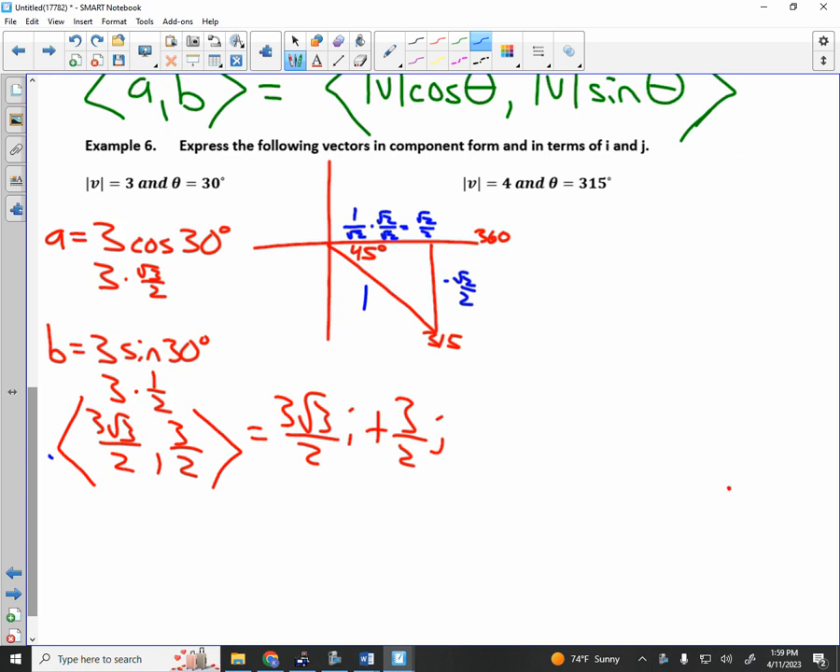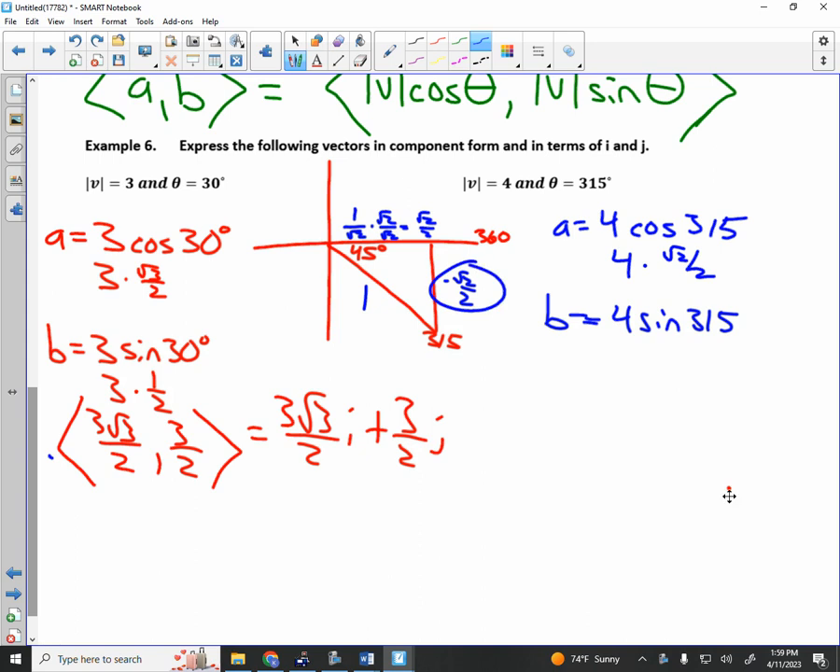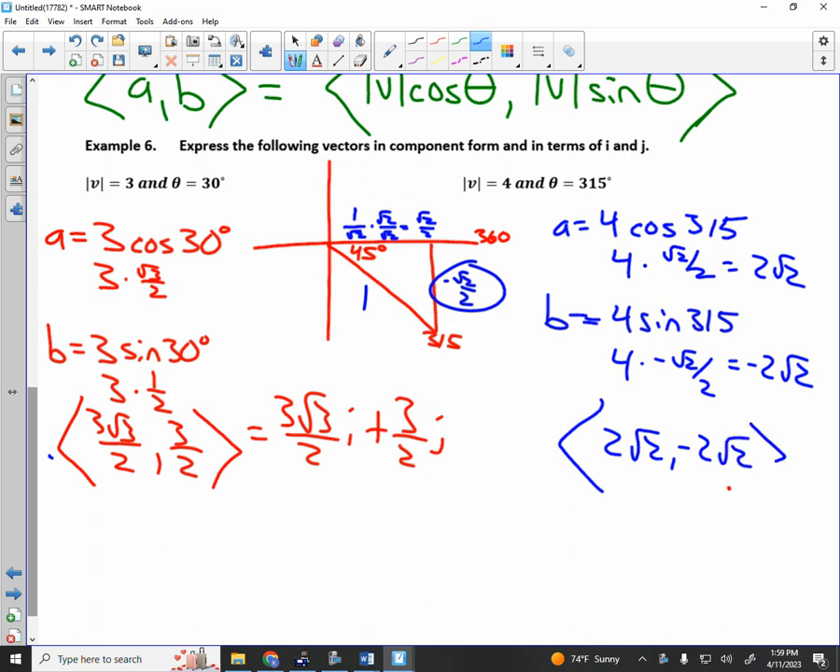So you should have A is equal to 4 times the cosine of 315. And B is equal to 4 sine of 315. Per what we just wrote, you can see that the cosine of 315 is the root of 2 over 2. And per what you wrote here, you can see it is 4 times negative root of 2 over 2. And so we get 2 roots of 2, and we get negative 2 roots of 2. So the component form is 2 roots of 2, negative 2 roots of 2.